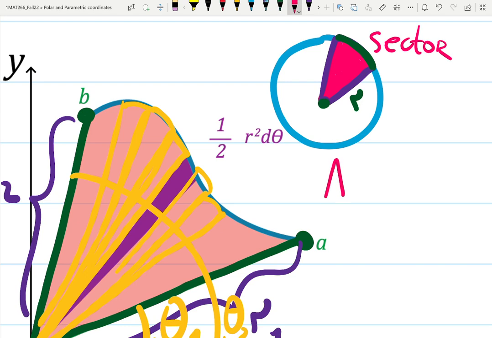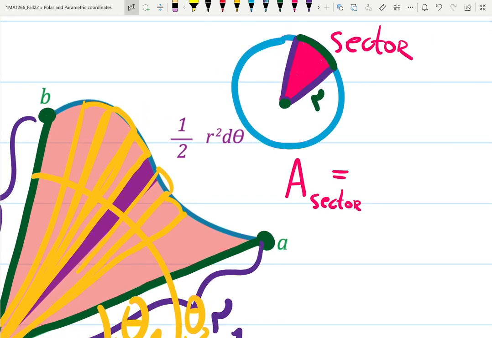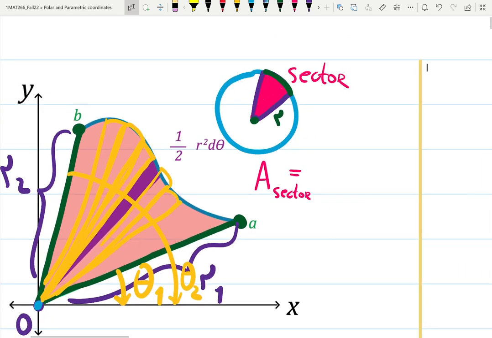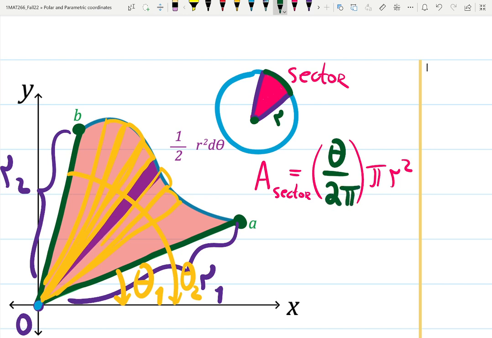The formula A for the sector is coming from pi r squared. Pi r squared is the total thing. But then theta divided by 2 pi is the part of that thing. So we have a piece out of the whole. Theta out of 2 pi. The whole rotation represents 2 pi.